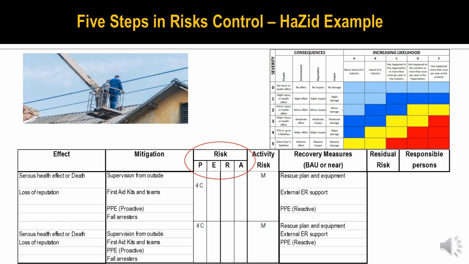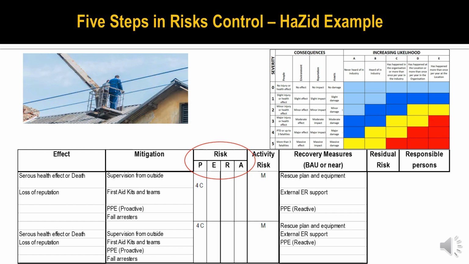Then recovery measure. How are we going to recover? So remember there is a difference between mitigation and recovery. Mitigation is to limit the damage. Recovery measures are to get back to BAU, business as usual, or near. Your plan should be to bring back the business.